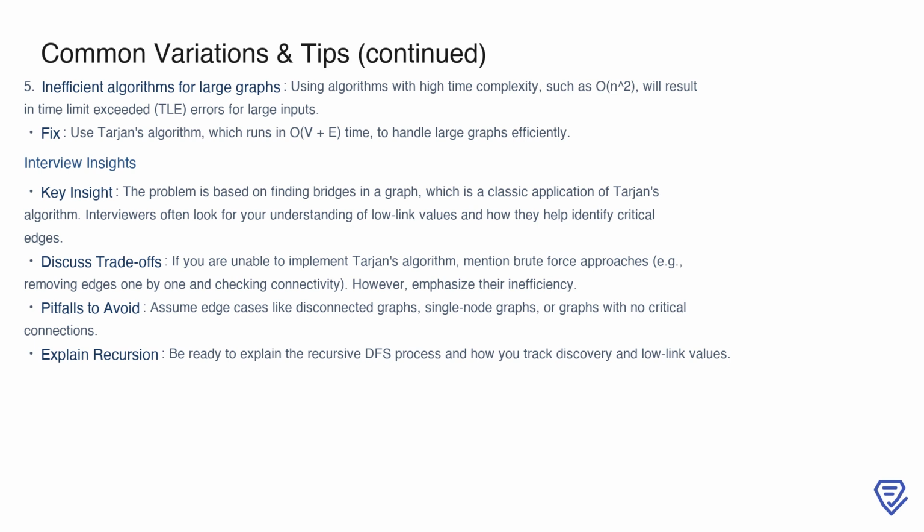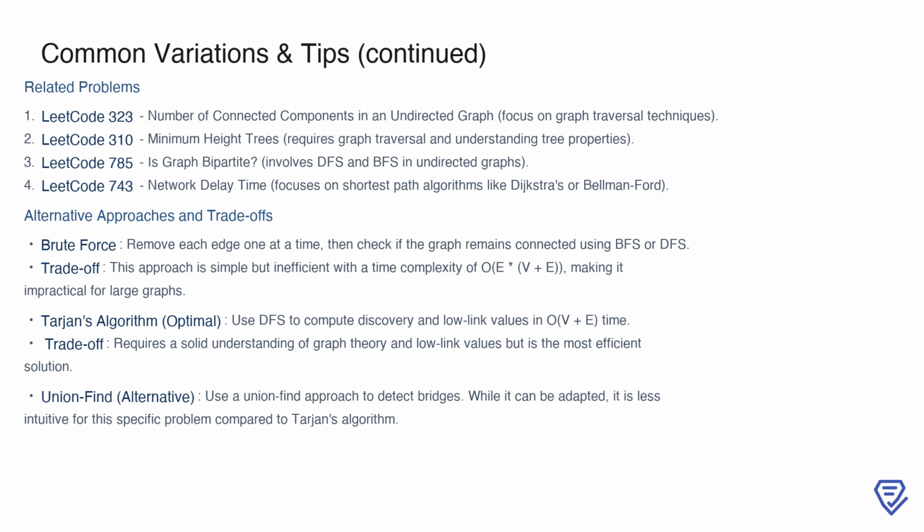If you can't implement Tarjan's algorithm, you should discuss alternative approaches, such as brute force methods that remove edges one by one and test connectivity. However, be sure to emphasize the inefficiency of this approach. Additionally, don't overlook edge cases like disconnected graphs, single-node graphs, or graphs with no critical connections. Lastly, make sure you can clearly explain the recursive DFS process and how discovery and low-link values are tracked during traversal.